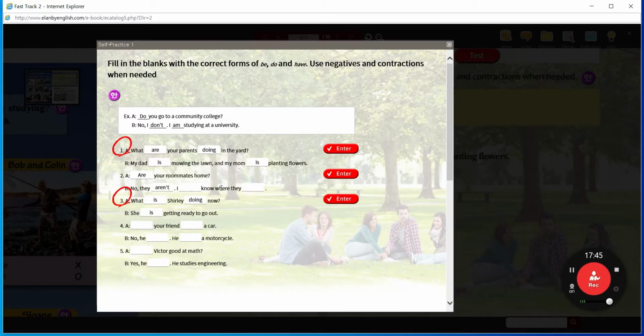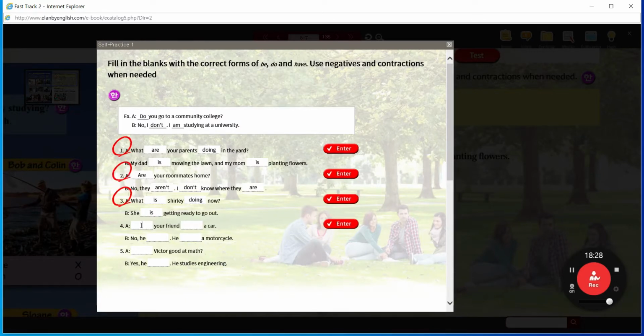I blank know where they blank. Okay. So they aren't. So we have a negative, and with the negative, you're going to have the auxiliary verb with the negative. Okay. But again, we can't say do not. We will say, let's make it one word. So don't. Are your roommates home? No, they aren't. I don't know where they are. Good.